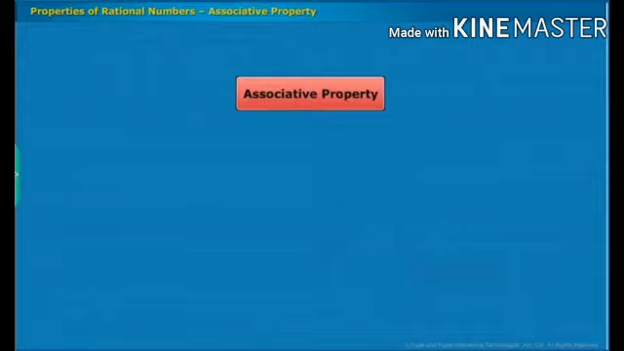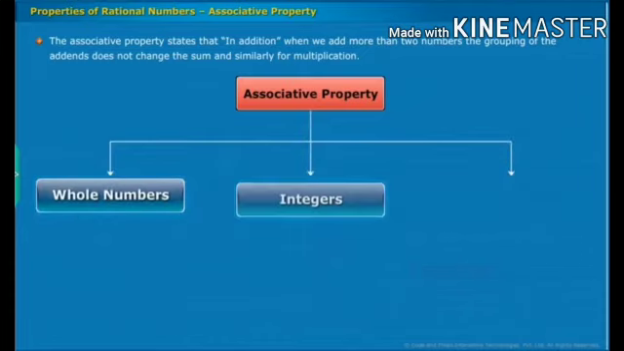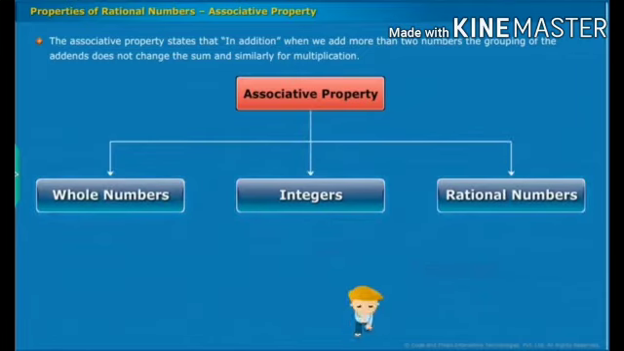Next property we are going to see is associative property. If a, b, c are any three rational numbers, when we add more than two numbers, the grouping of the addends does not change the sum, and similarly for multiplication also. We will see the associative property for rational numbers today.